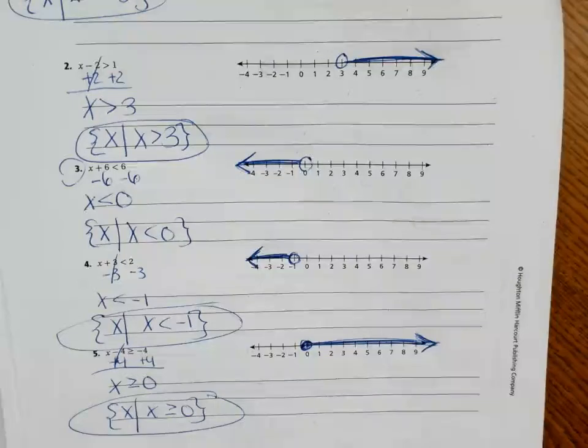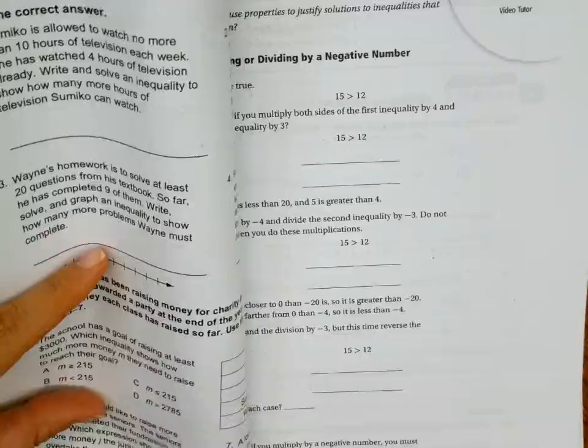Alright, so your assignment on this one is page 83 and 84. Pages 83 and 84 you will do for homework.